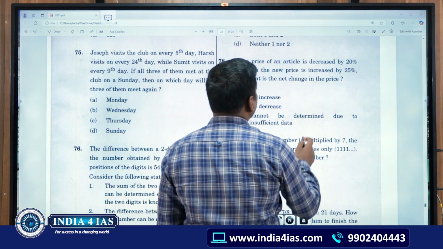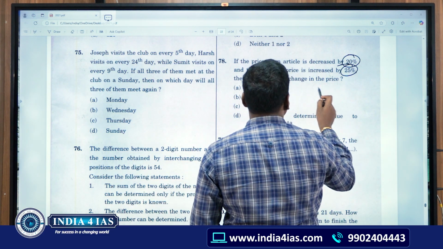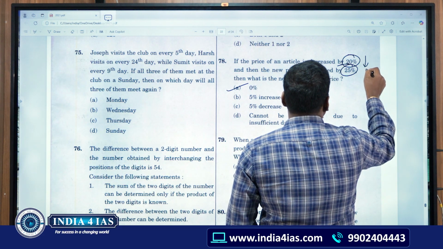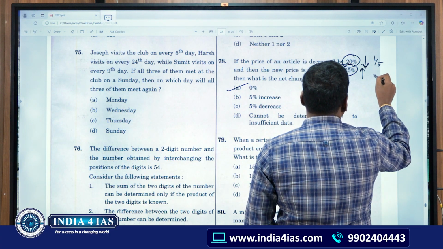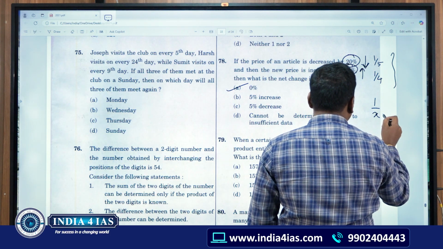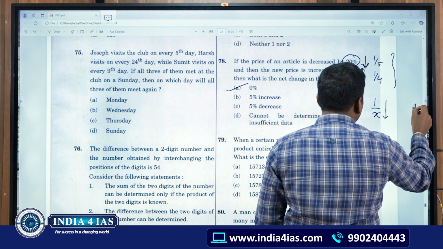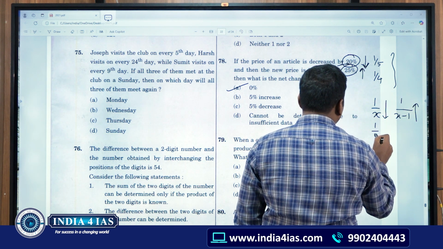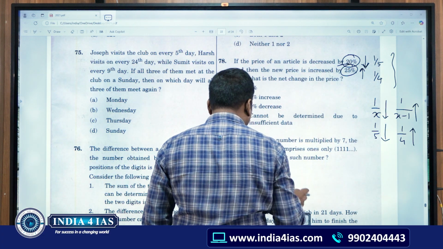If the price of an article is decreased by 20% and the new price is increased by 25%, so this will cancel out. Please remember this. If you decrease by 1 by 5 and if you increase it by 1 by 4, they are going to cancel out each other. I had told you in the previous papers that if you decrease something by 1 by x, to increase it back, it should be 1 by x minus 1. That is what is happening here. 1 by 5 is decrease, 1 by 4 is the increase. So the effect is 0.